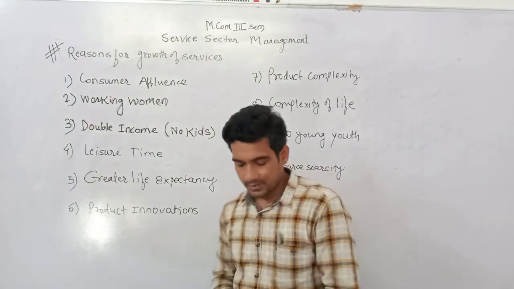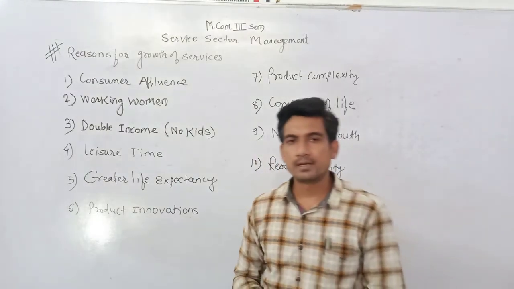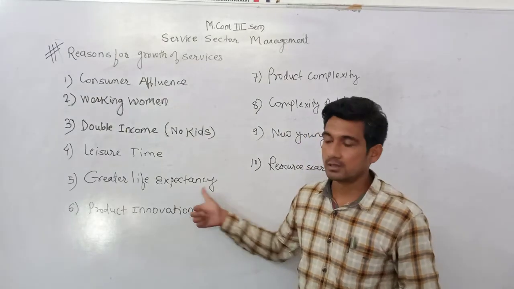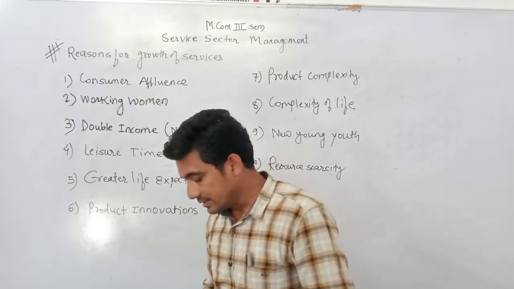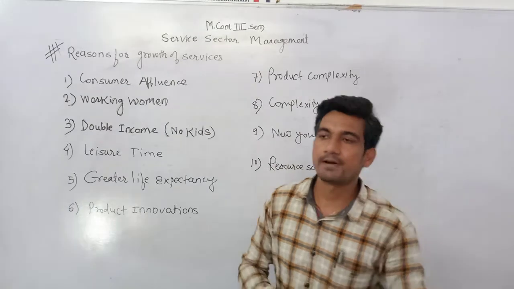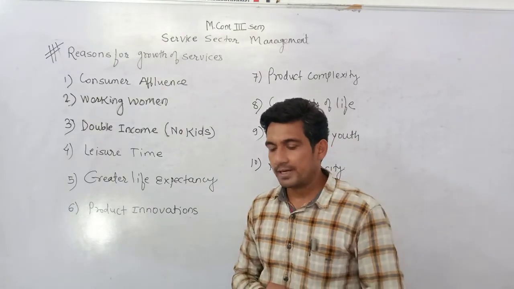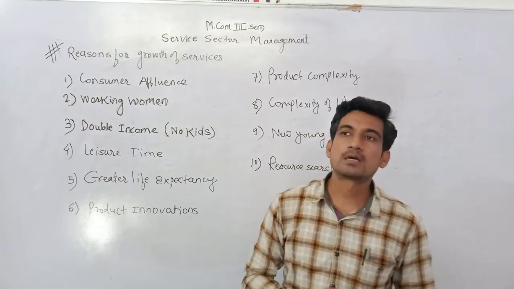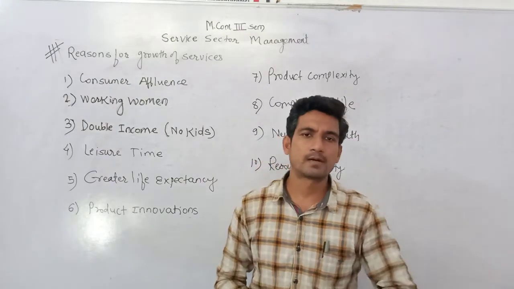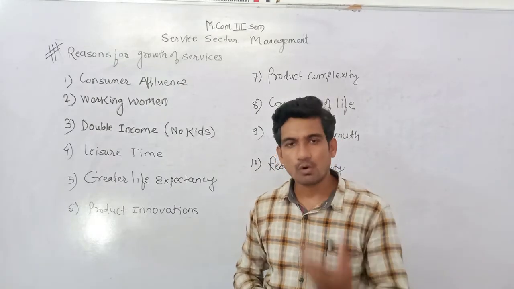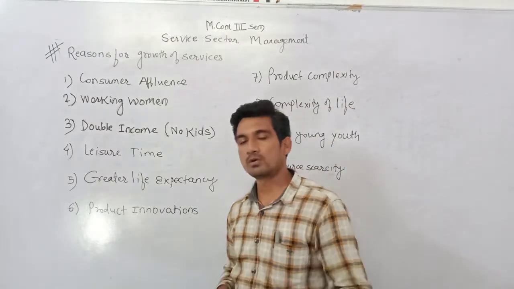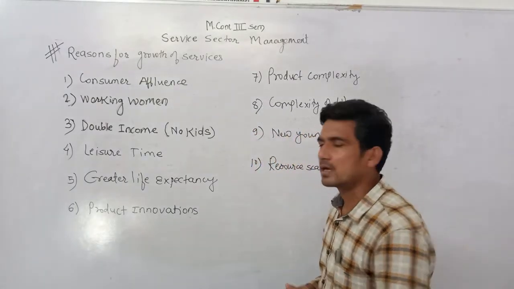Next point is greater life expectancy. Improved medical conditions and medical facilities work positively in this. The life expectancy has now increased. On average, an Indian has a life expectancy of 70 to 75 years. Medical facilities have increased. Hospitals are now considered important infrastructure by the government. Even small villages have PHCs and small hospitals. Private hospitals have now reached small villages. So there is a greater life expectancy.